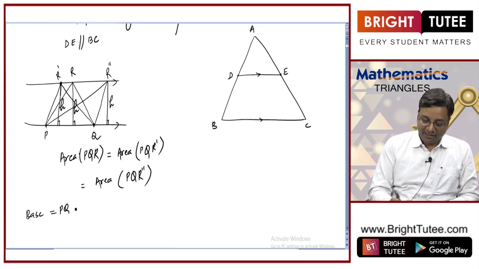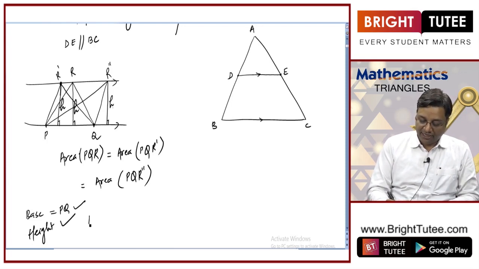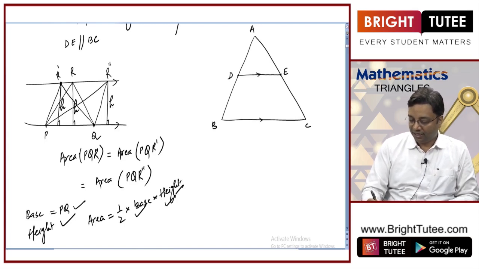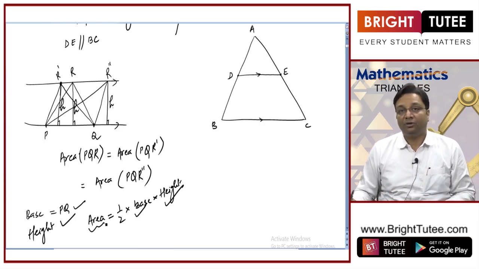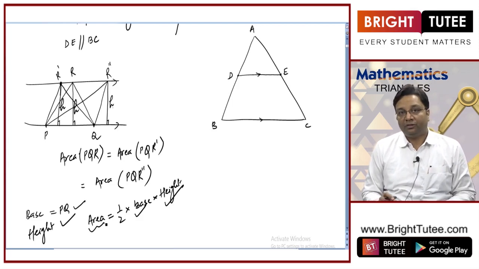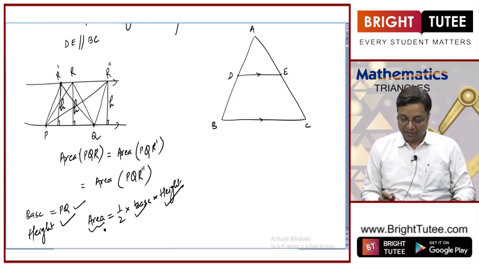So, base is the same, height is the same, so area is half into base into height. So, if base is the same, height is the same, the area will also be the same, right? So, this is what we are going to use in this theorem.